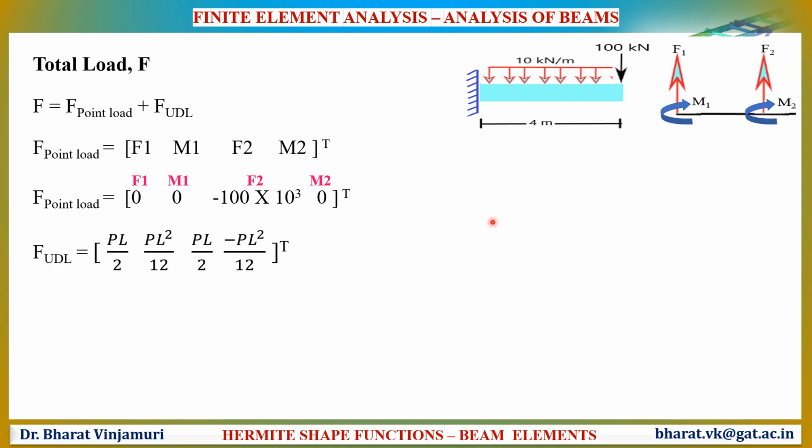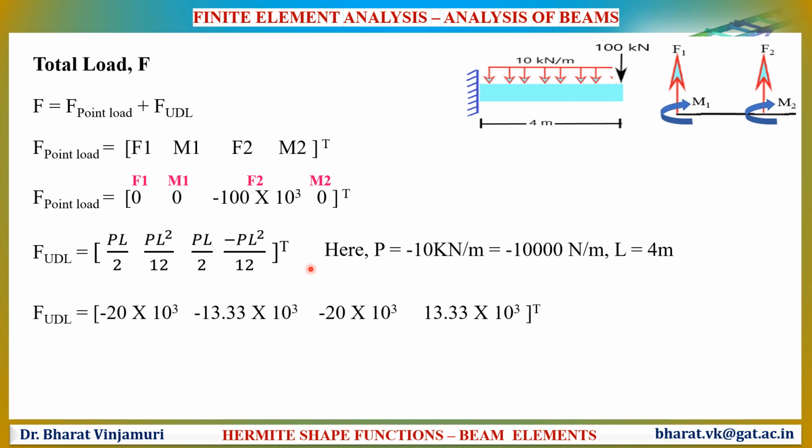The uniformly distributed load for the beam element is given in this equation, where the value of P in this case will be minus 10 kN per meter and the length will be taken as 4 meters. By substituting these values, the uniformly distributed load will be given as the following values.